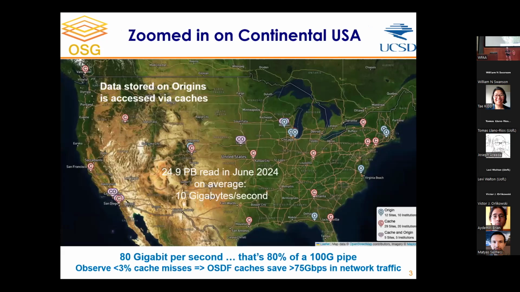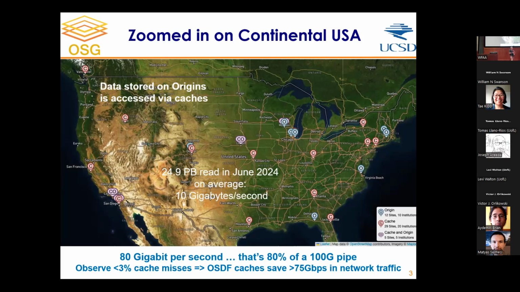When I then zoom into the continental USA, I found when I look at just the last month, June, the totality of June is 24.9 petabyte was read in June. If you ask yourself, how much is that actually? And you translate it into per second on average, it's 10 gigabytes per second. That's 80 gigabit per second. That means 80% of a 100 gig pipe was used to access data from OSDF via the caches.